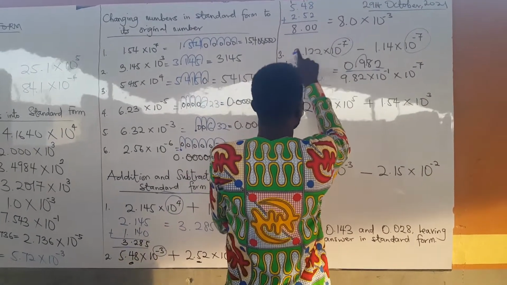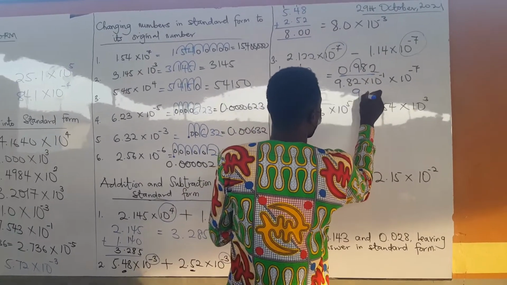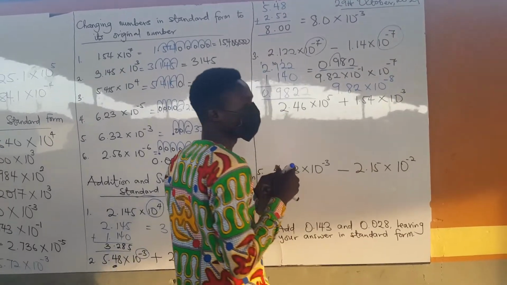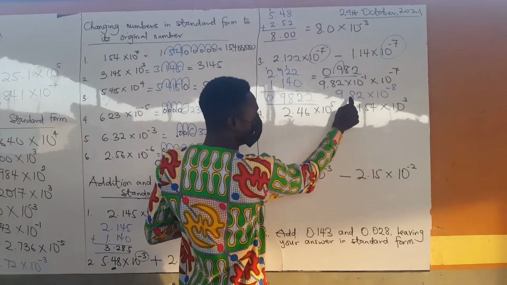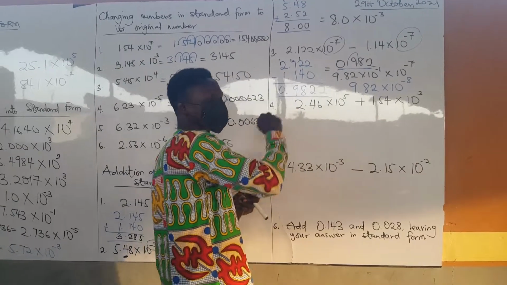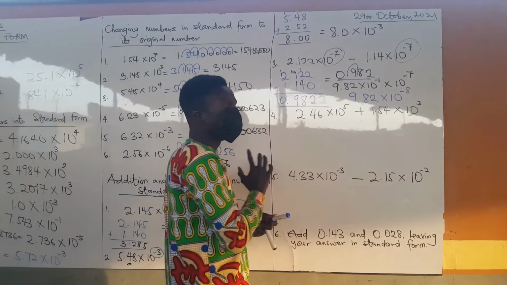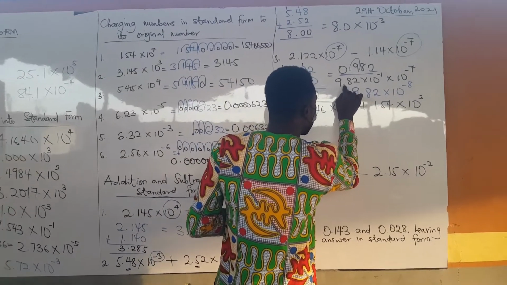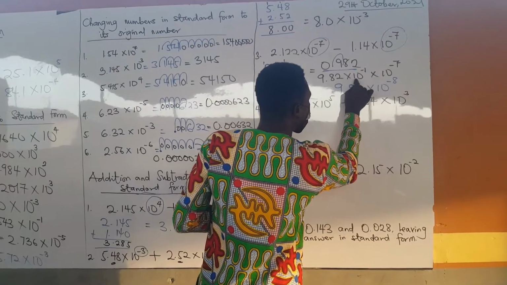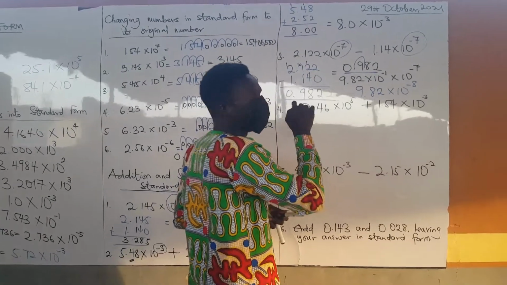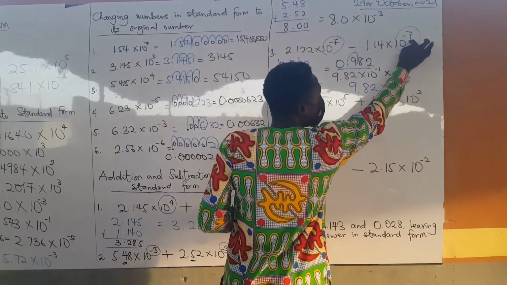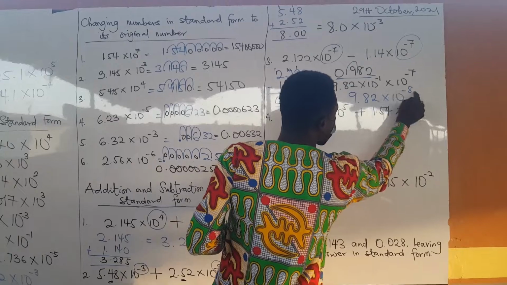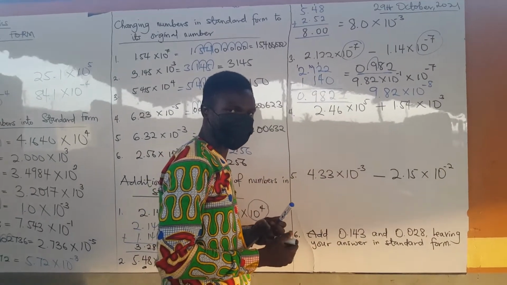So in standard form, the answer for this is going to be 9.82 times 10 raised to the power negative 8. We change this one into standard form because our answer was not in standard form. So changing this into standard form gave us 9.82 times 10 raised to the power negative 1. But the subtraction was done based on 10 raised to the power negative 7. So we have to multiply this to get our answer.